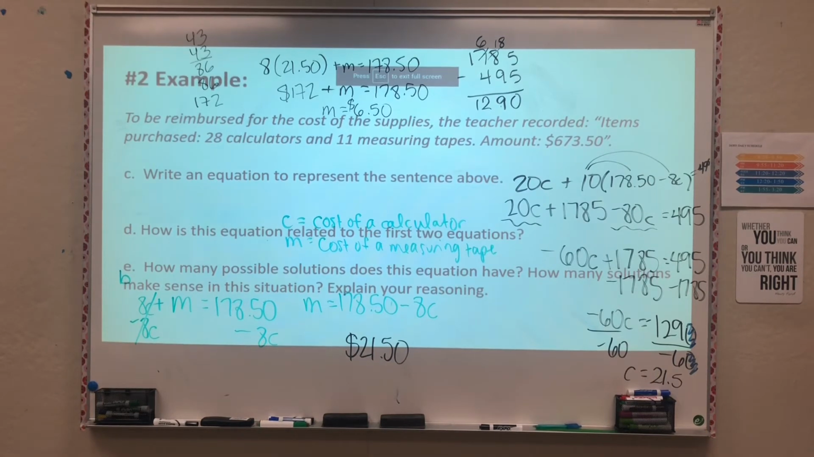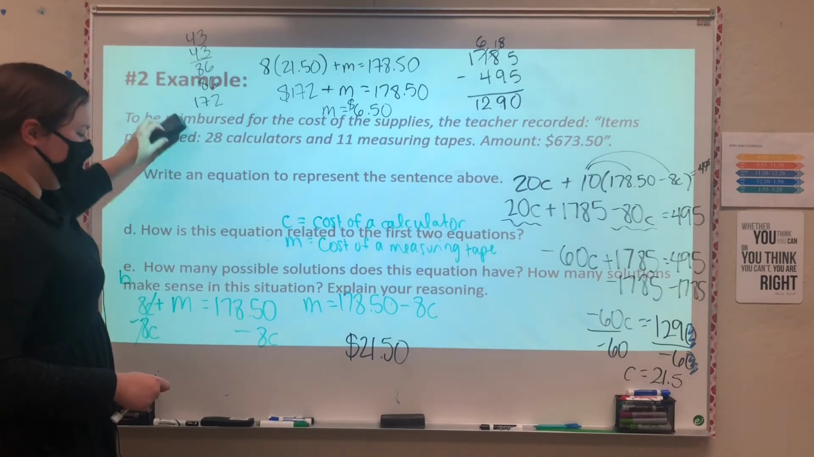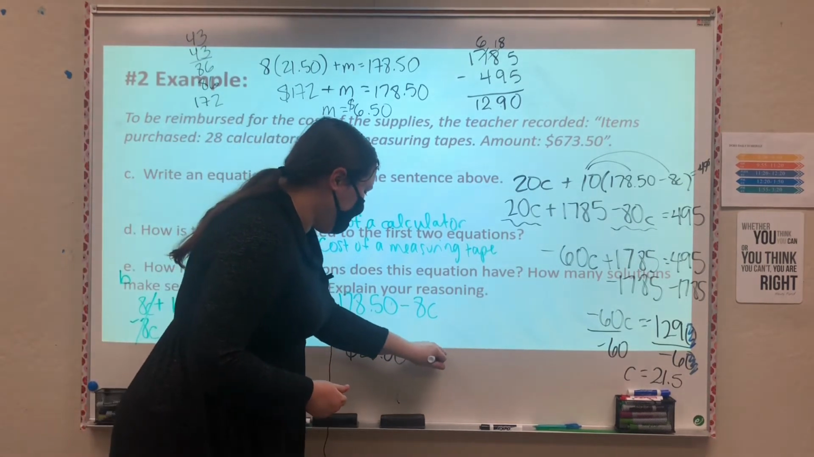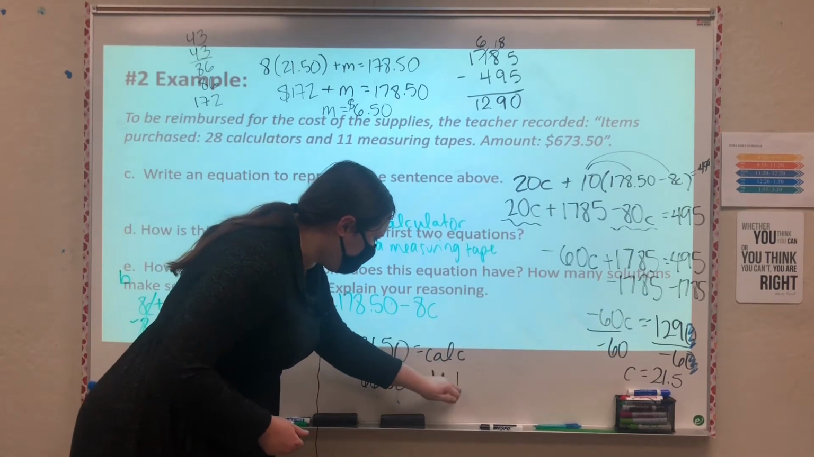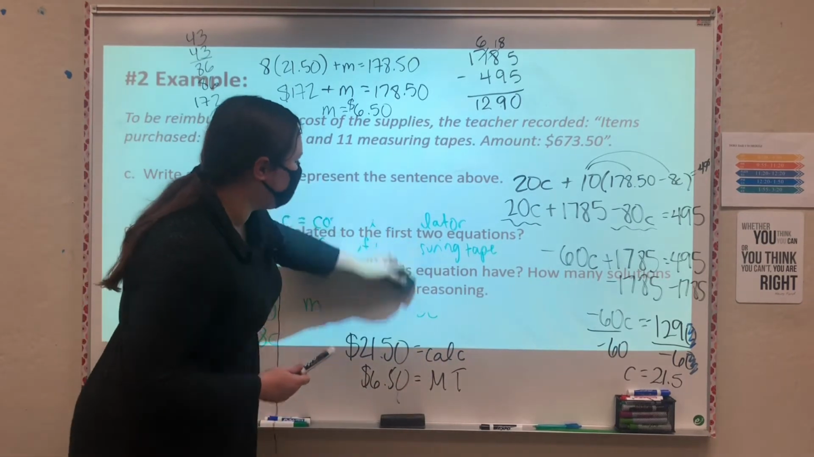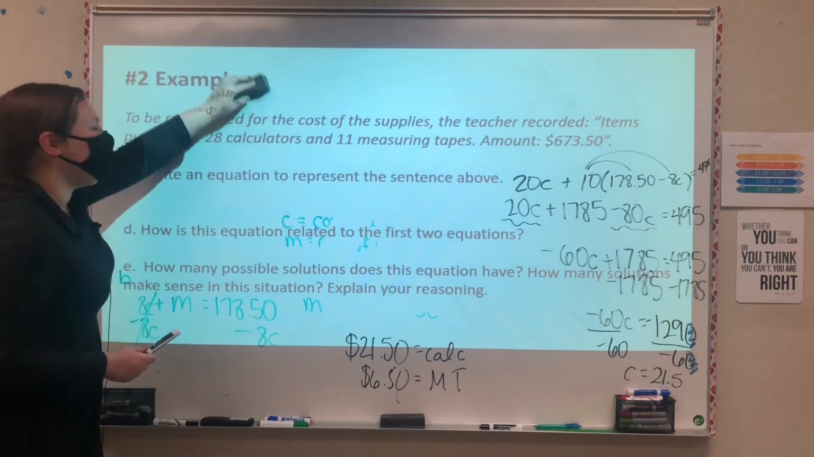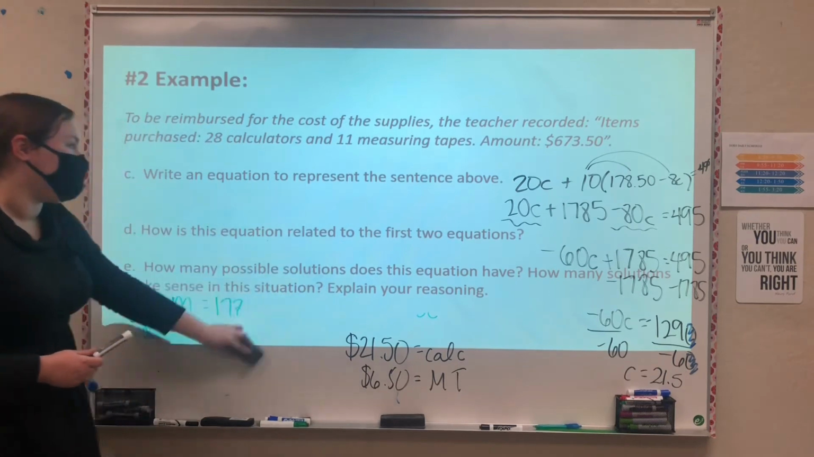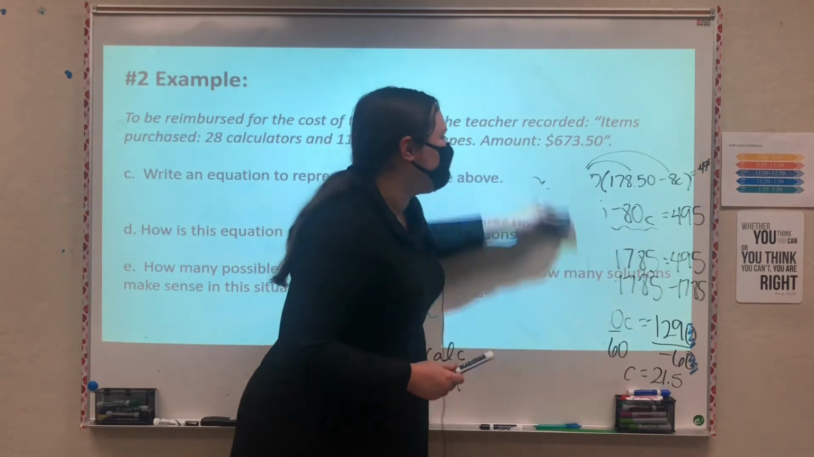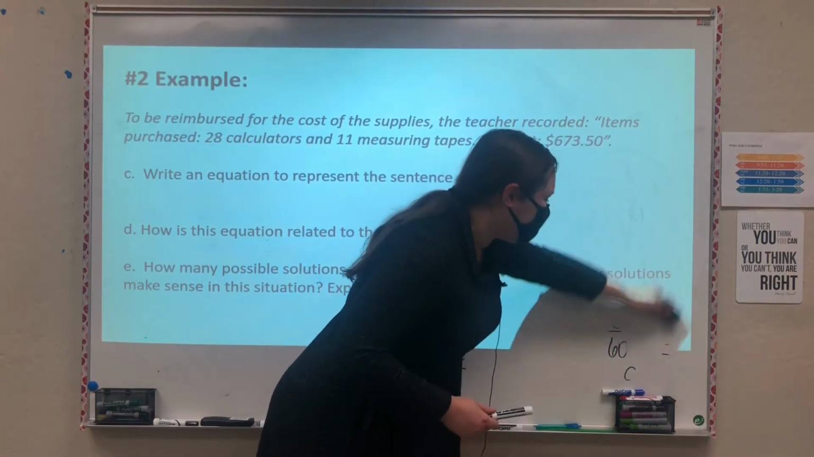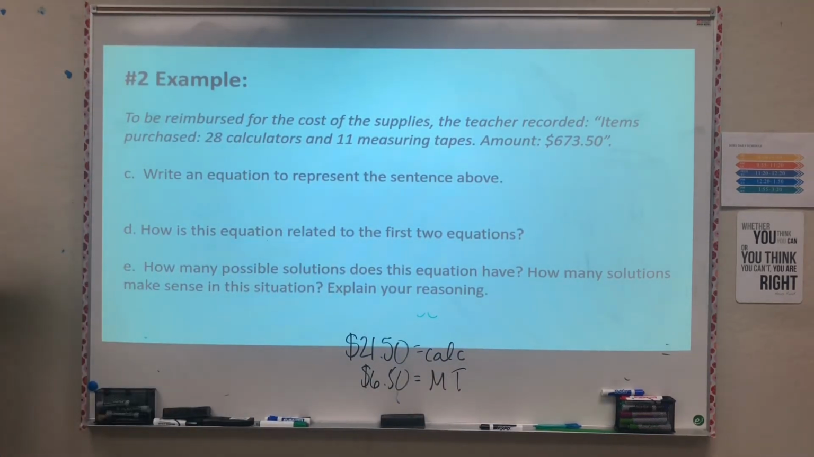All right. The second part to this, I'm trying to decide how much I want to erase. I'm going to leave calculator and then the 650 for the measuring tape. Okay, I'm going to erase the rest of this. As I'm erasing, the second part of this question says, to be reimbursed for the cost of the supplies, the teacher recorded items purchased, 28 calculators and 11 measuring tapes, amount $673.50. The first part asks, write an equation to represent that one sentence there.